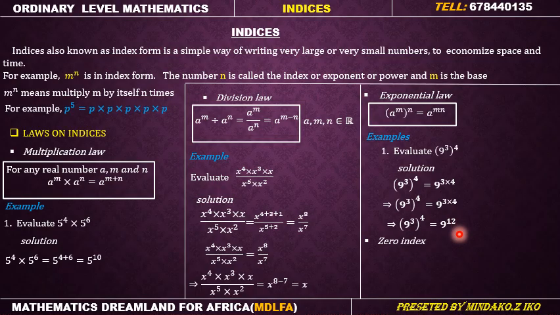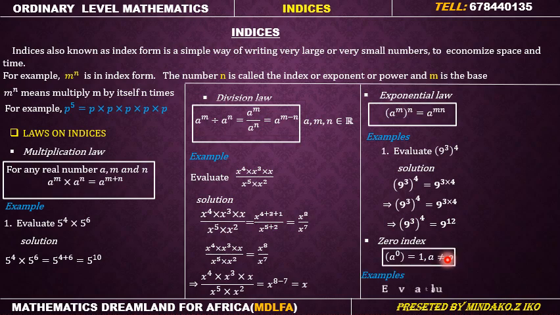All right, so let's move to the next law, which is the zero index. What does this law state? It states that for any real number a, and it's always good to define it for any real number, because the definition specifies that a, m, and n are real numbers. So for the zero index, we have that a to the power 0 is simply equal to 1, and a should be different from 0.